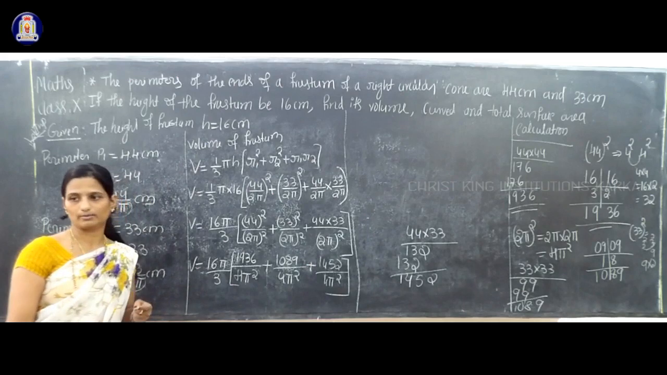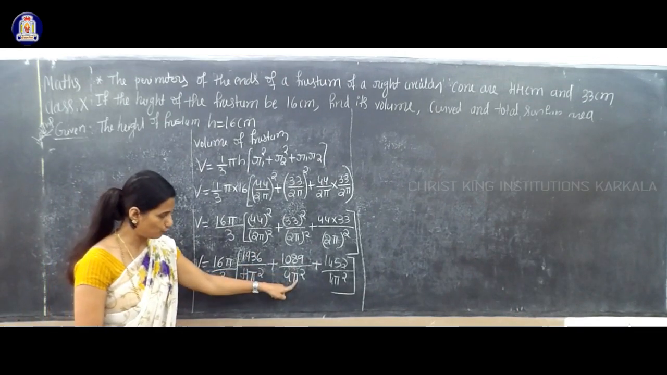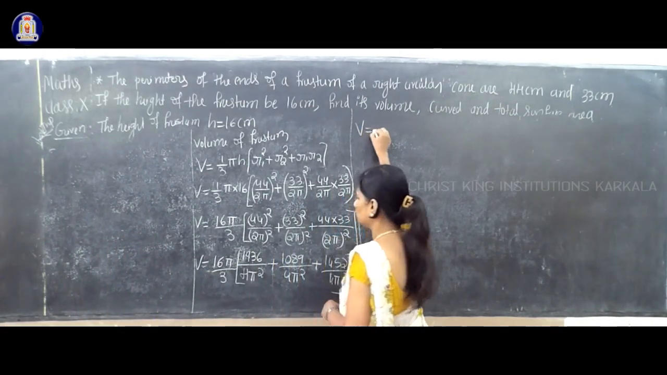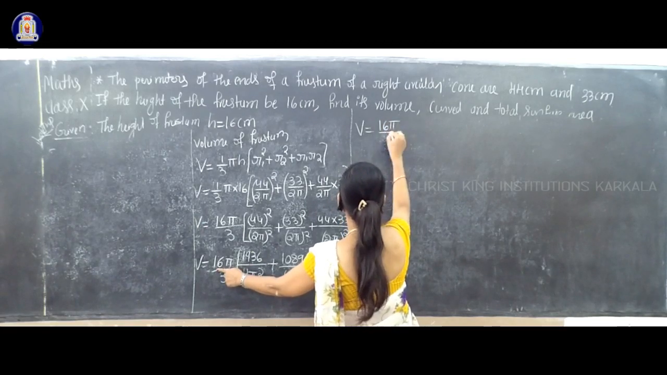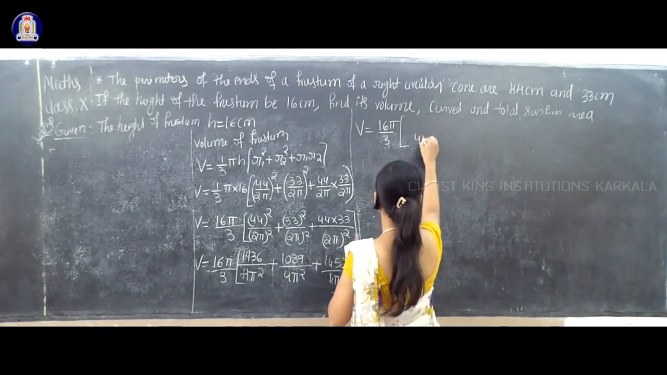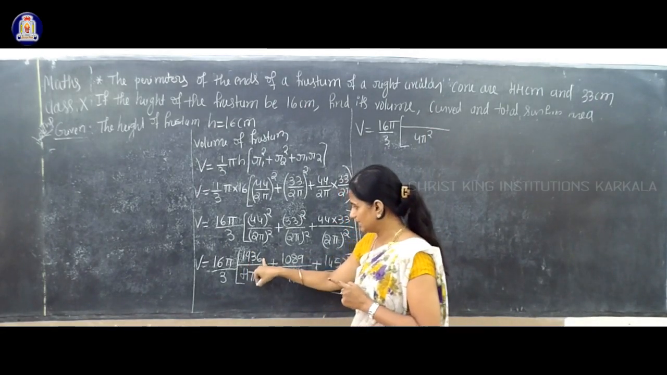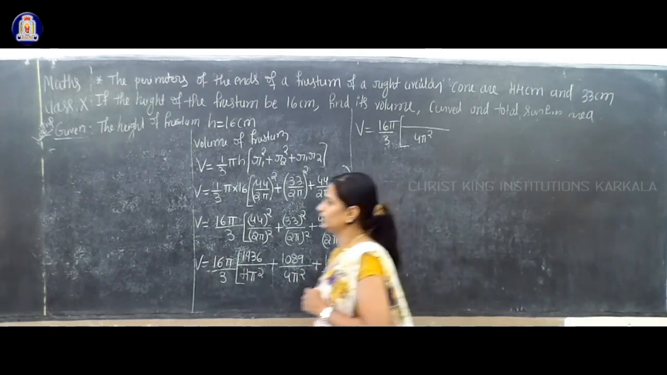Now next denominator 4 pi square, 4 pi square, 4 pi square. What is the LCM? LCM is 4 pi square. So now 16 pi divided by 3. So what is the LCM? 4 pi square. So numerator is 1936 plus 1089 plus 1452.